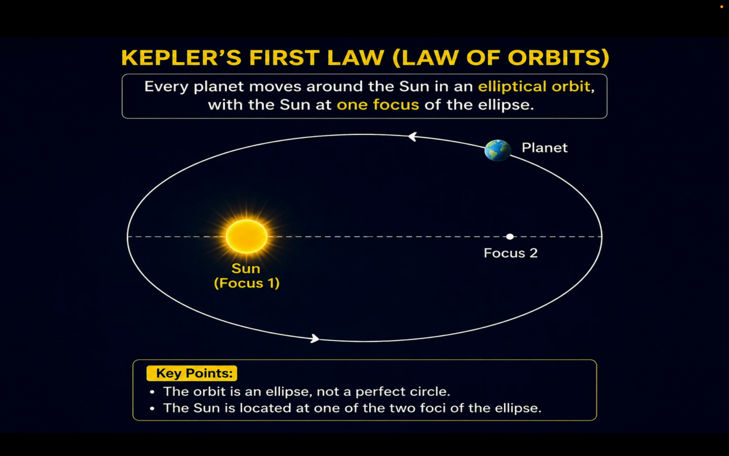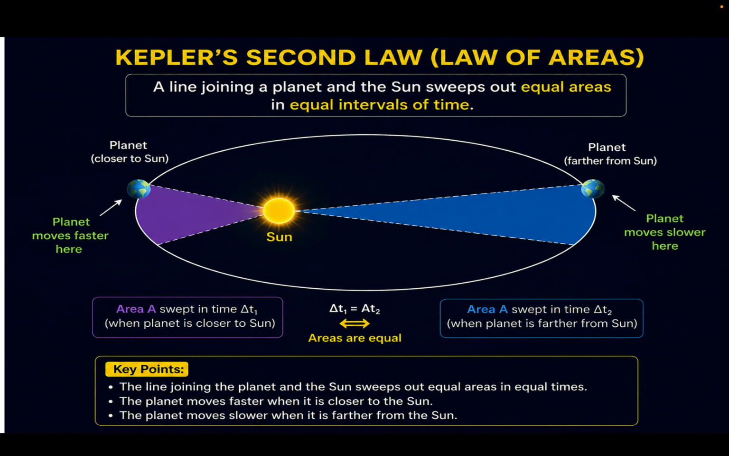So like this, the first law states that every planet moves around the sun in an elliptical orbit with the sun at one focus of the ellipse. The orbit is an ellipse, not a perfect circle. The sun is located at one of the two foci.